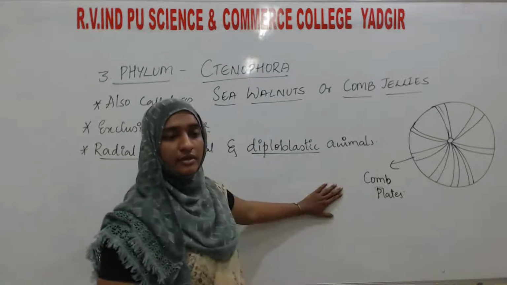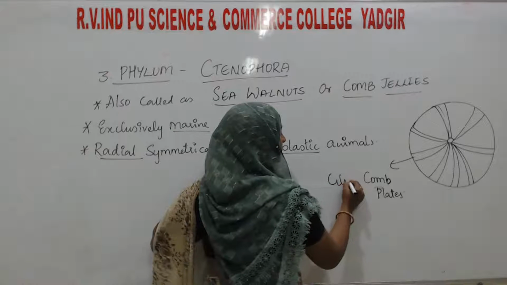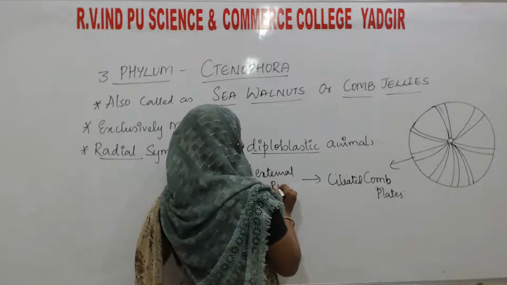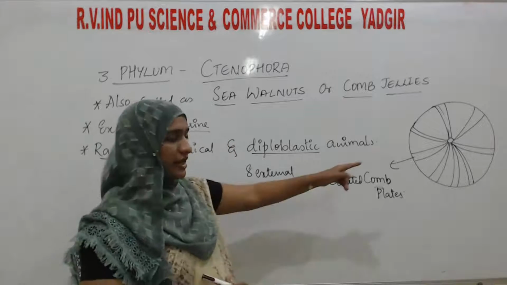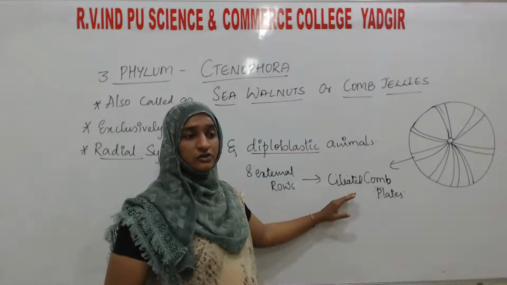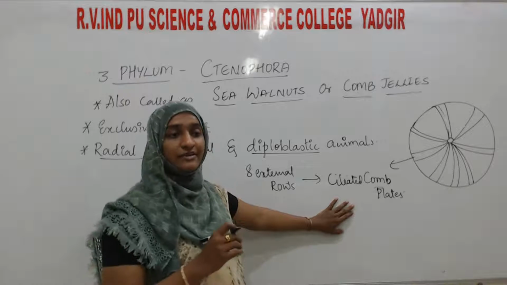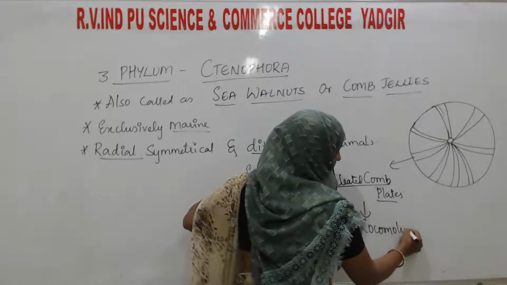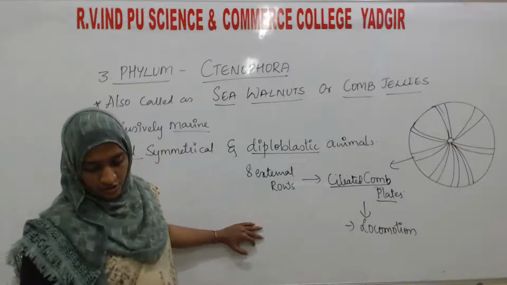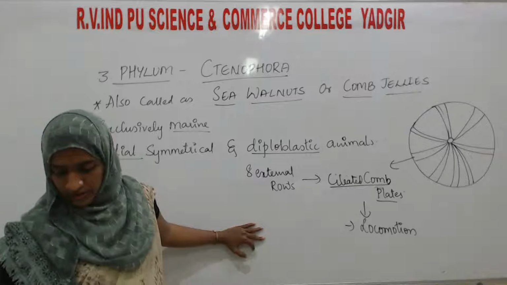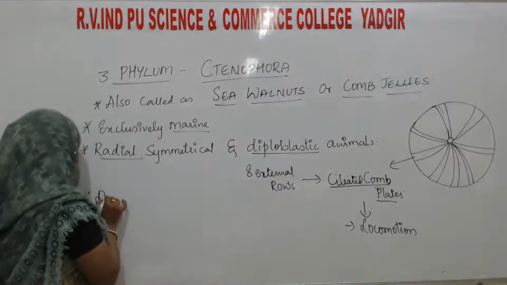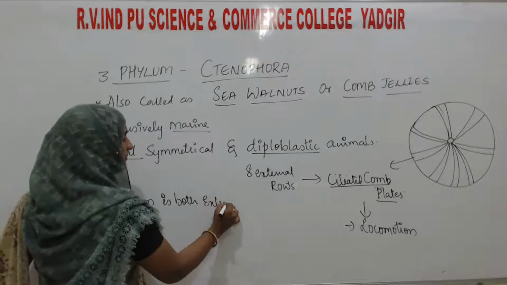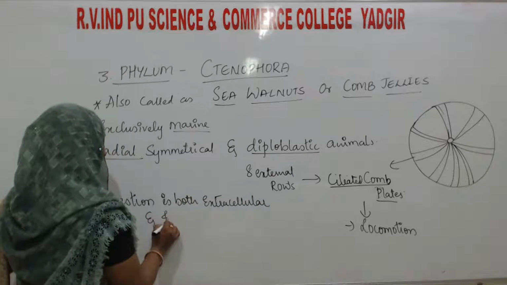They are known as the comb plates, and they are ciliated. 8 external rows are present on the surface of the body, and they are ciliated. What is the function of these comb plates? They are meant for locomotion. Here the digestion is both extracellular and intracellular.